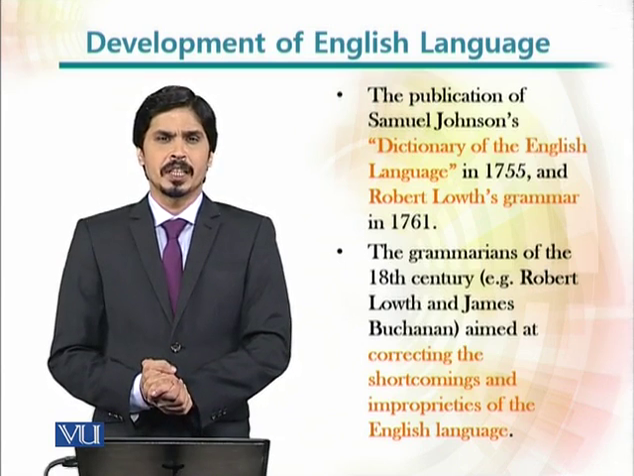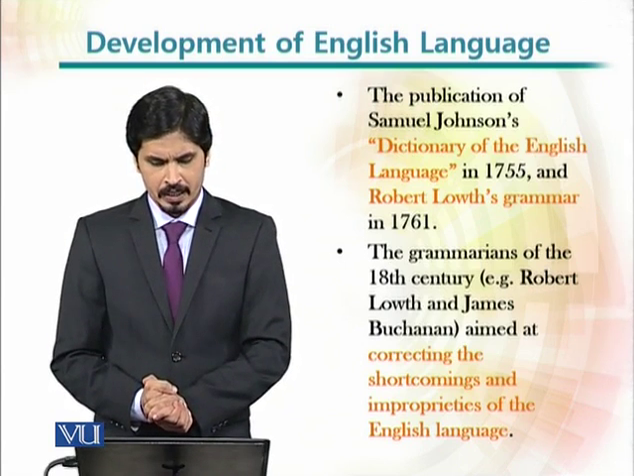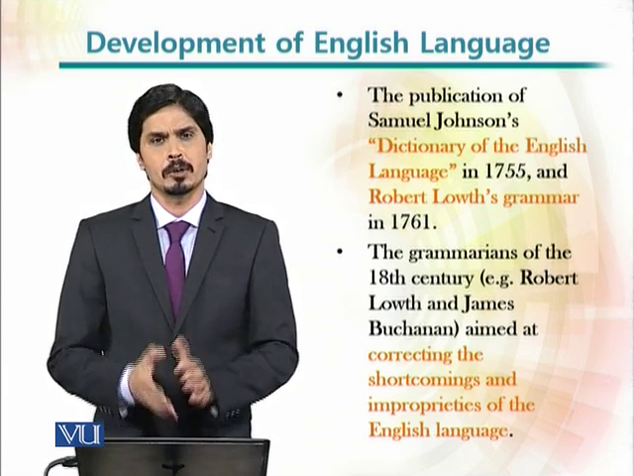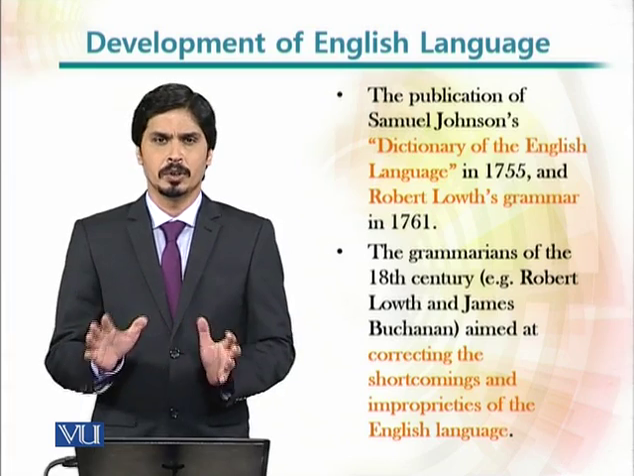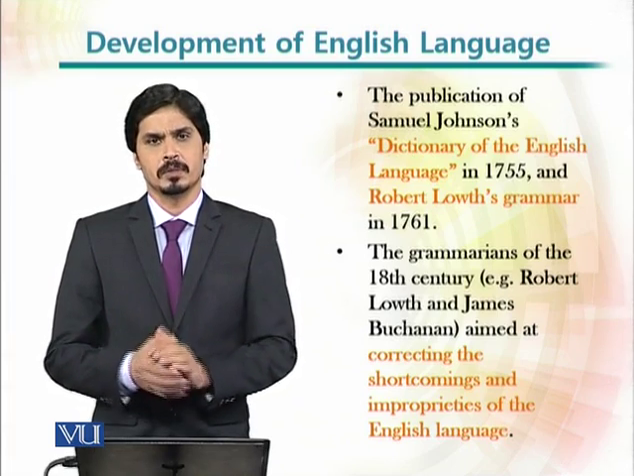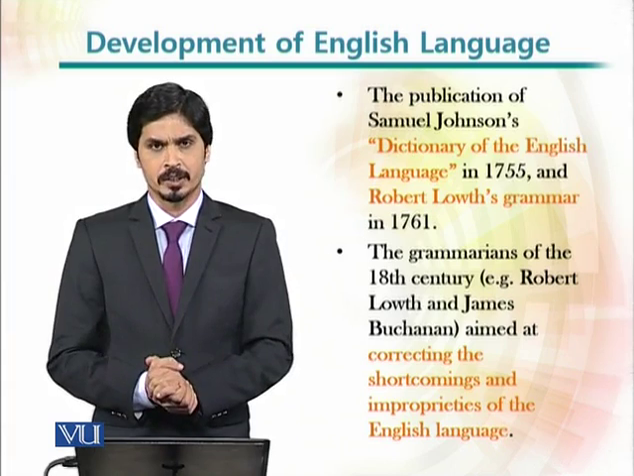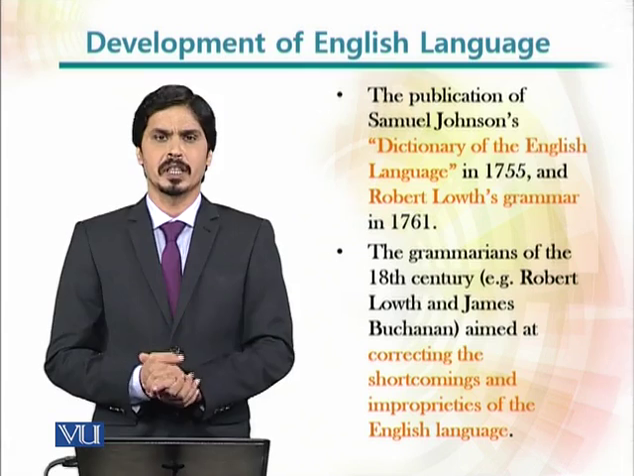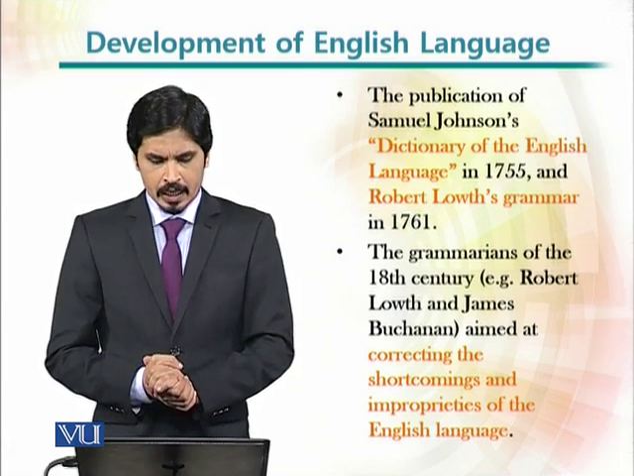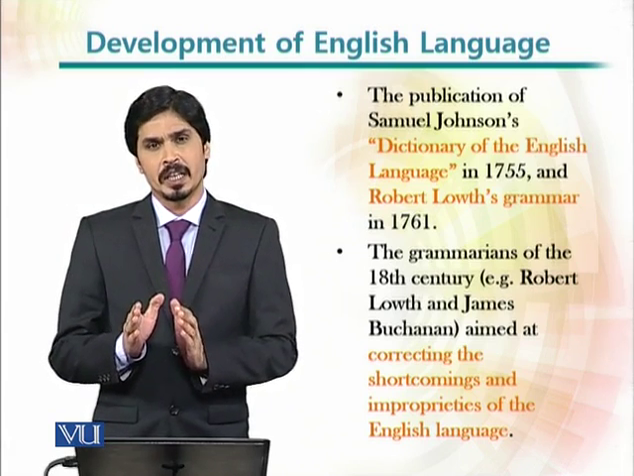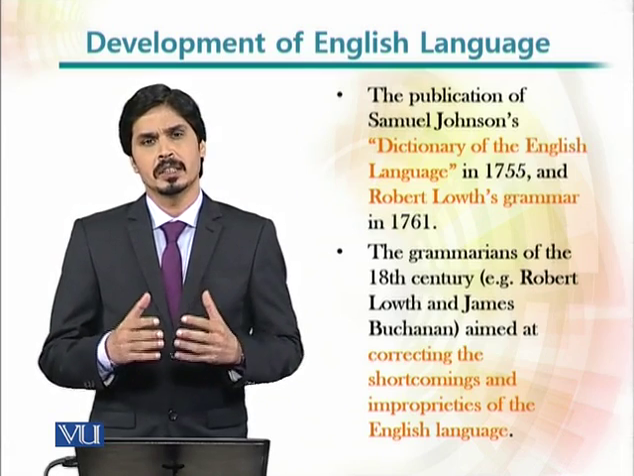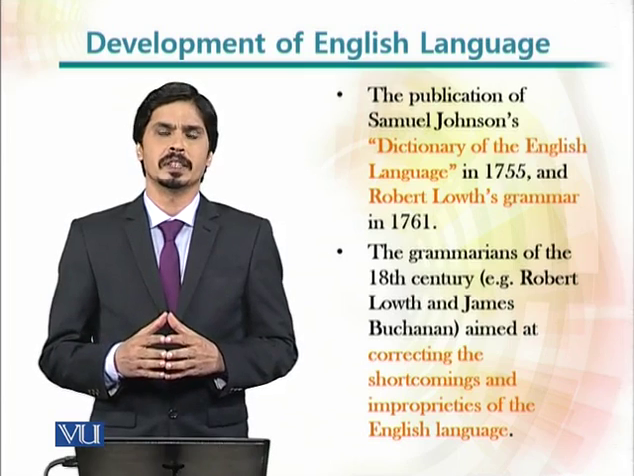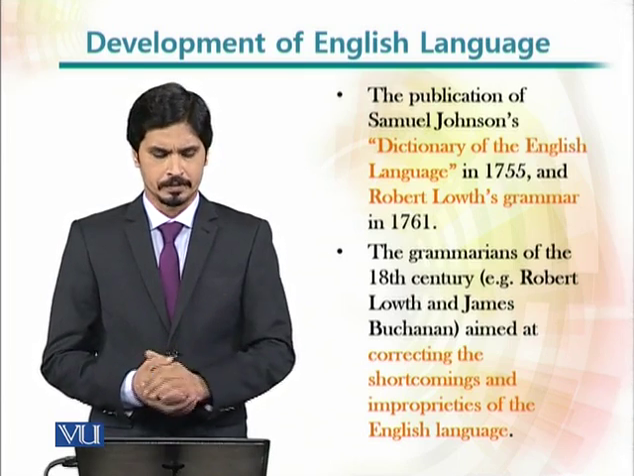In addition, the publication of Samuel Johnson's Dictionary of the English Language in 1755 and Robert Lowth's Grammar during the same era were other hallmarks which paved the way for further standardization of the English language. The grammarians of this era focused on correcting the inappropriate usages or misuses of the English language in various daily uses.